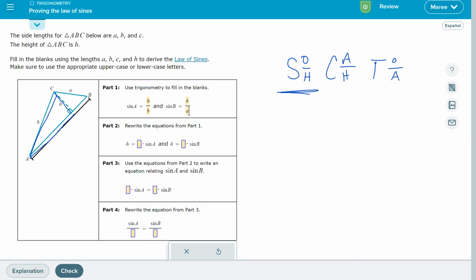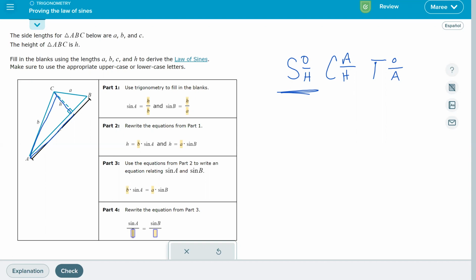And they want us to solve for H. So in the first one, we're going to be multiplying both sides by B. And in the second one, we're going to multiply both sides by A. So then we're going to be able to say that because those two H's are equal to two different things, B sine of A is equal to A sine of B.